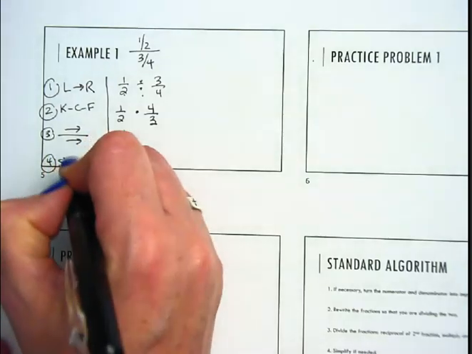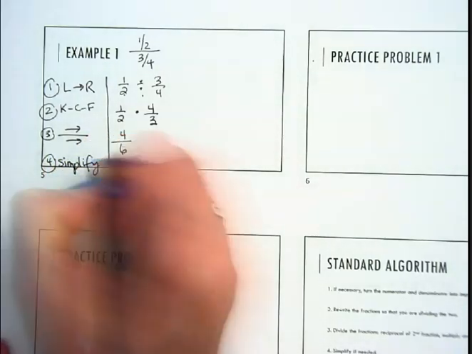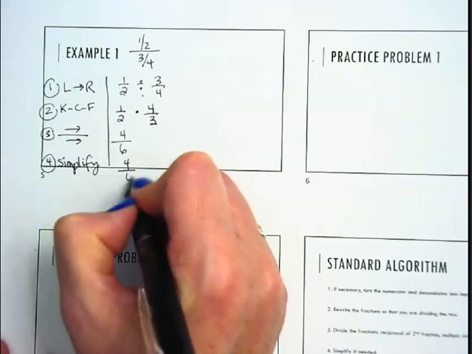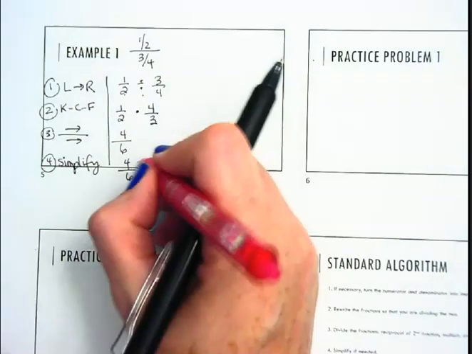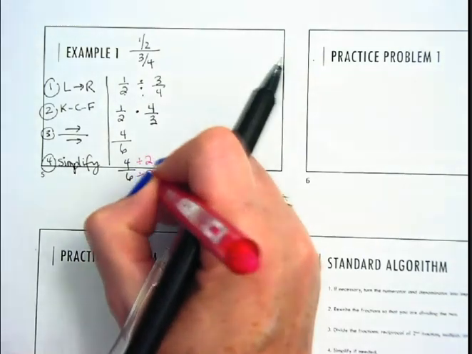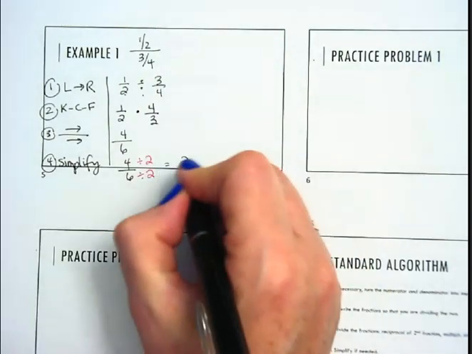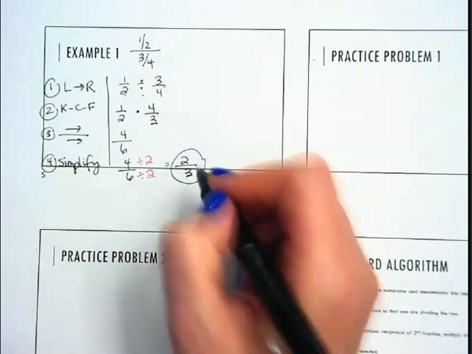And the last step is to simplify. So that means divide out of the numerator and the denominator any factor that they have in common. And in this case, they have a 2 in common. So that fraction simplifies to 2/3.